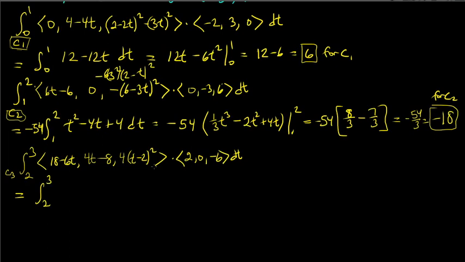Okay, so to take the dot product, we're going to get 2 times 18 minus 6t. So 2 times 18 is 36, minus 12t. And then the middle term here, 4t minus 8 times 0, is 0. And then we're going to get negative 6 times 4, which is negative 24, times t squared minus 4t plus 4.